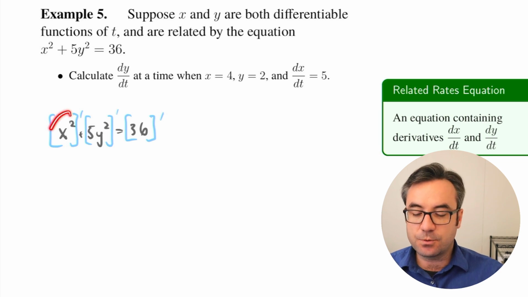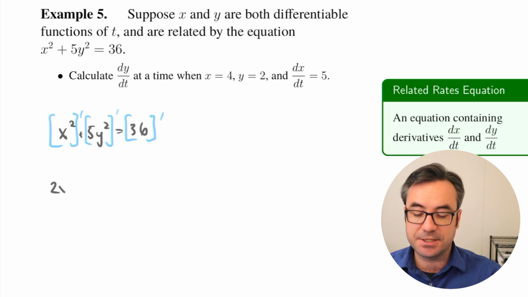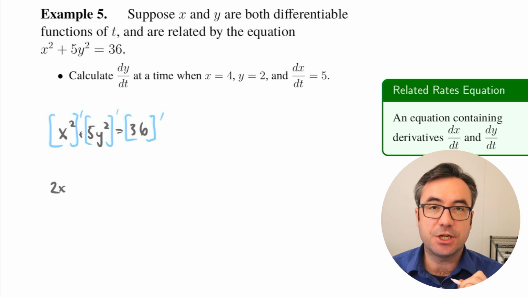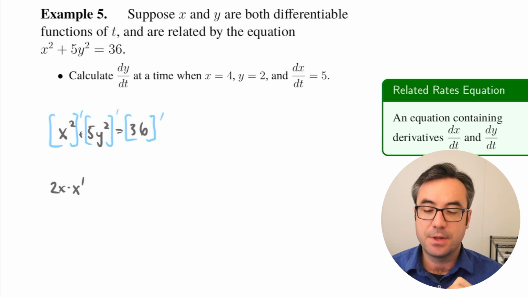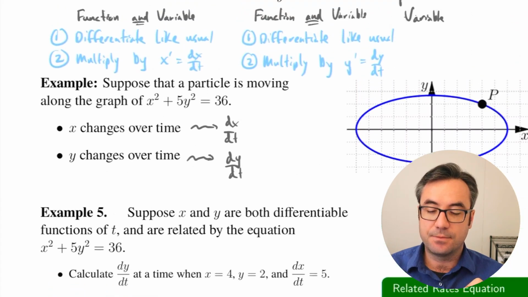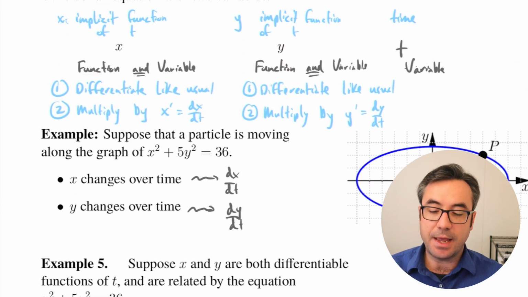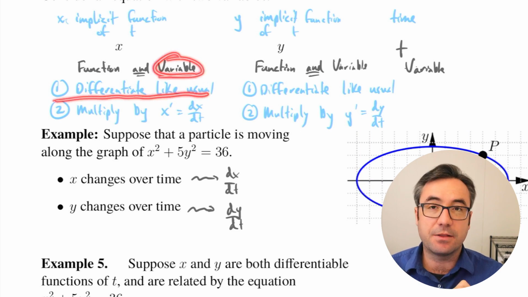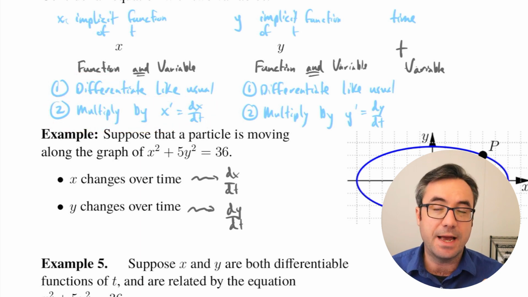For this x squared, we're going to start by differentiating it like usual, so 2x. Because we differentiated just an x term here, we're also going to multiply that result by x prime. Because again, what are we doing? We're treating x as both a function of time and a variable. So the variable part means we differentiate it like usual. The function part means we then multiply the result by x prime because of the chain rule.